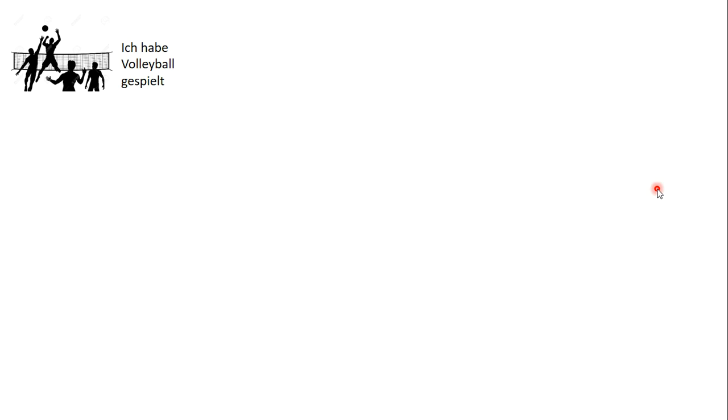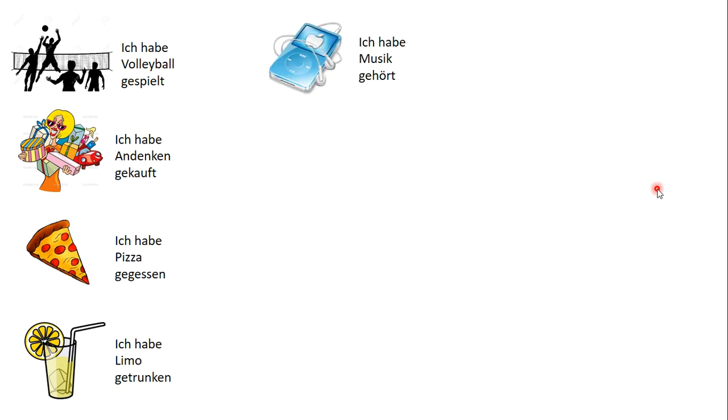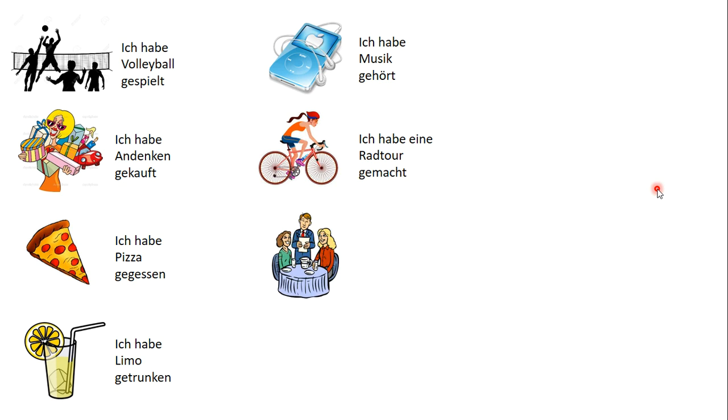So, ich habe Volleyball gespielt. I played volleyball. Ich habe Andenken gekauft. I bought souvenirs. Ich habe Pizza gegessen. Ich habe Limo getrunken. Ich habe Musik gehört. Ich habe eine Radtour gemacht. I went on a bike ride.